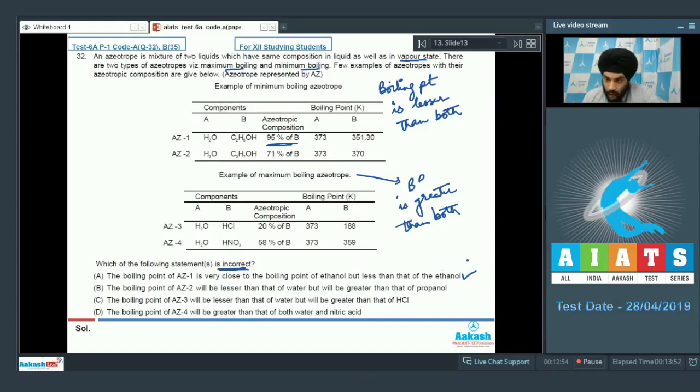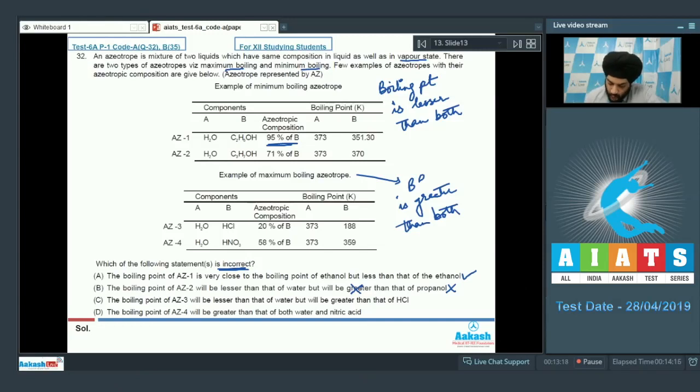The minimum boiling azeotrope has a boiling point which is lesser than both the components. So it will be lesser than both water as well as that of propanol. If you look at the third statement, the boiling point of azeotrope 3 will be lesser than that of water but will be greater than that of HCl. This is also incorrect, students.